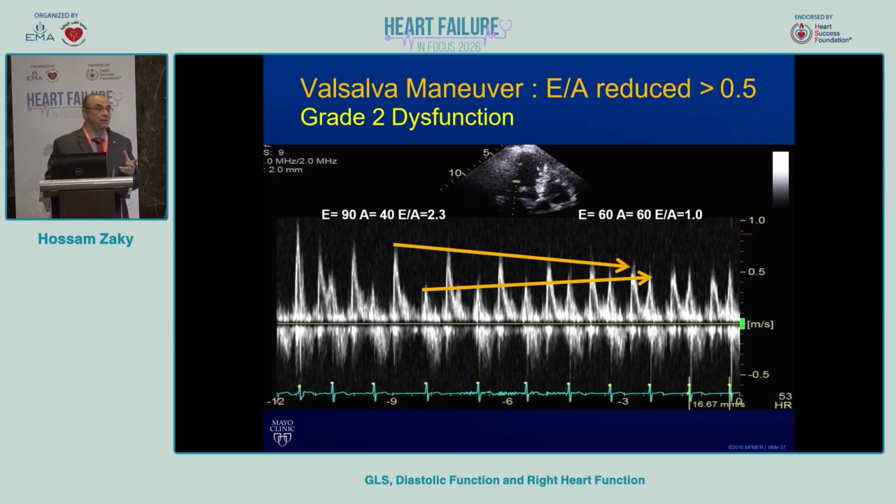That's why there is variability, and it needs training. You should practice more so you develop the experience. This is high filling pressure, and this is deceiving. I will do a maneuver. One of the maneuvers is Valsalva.